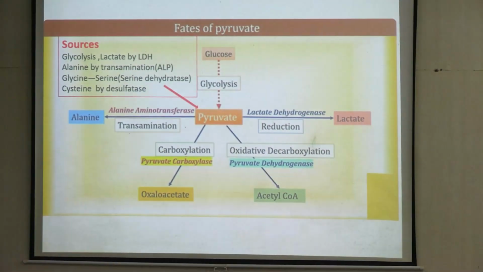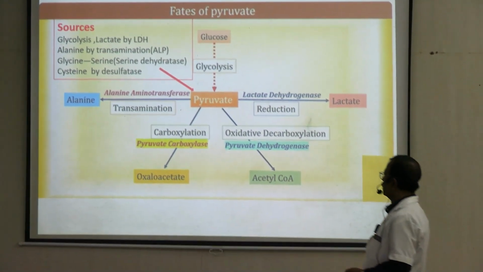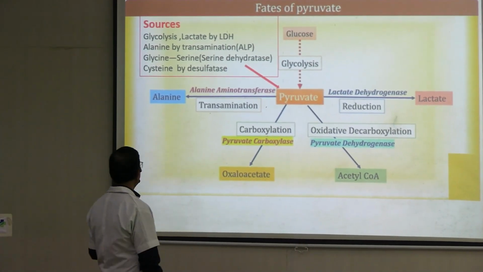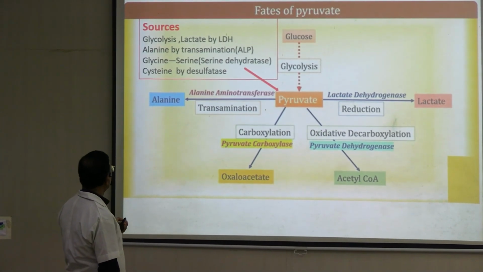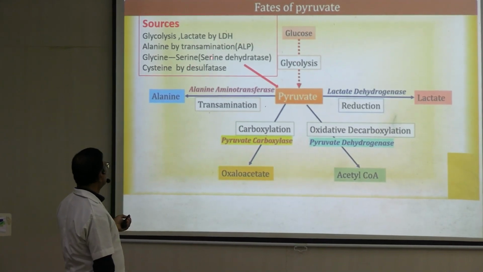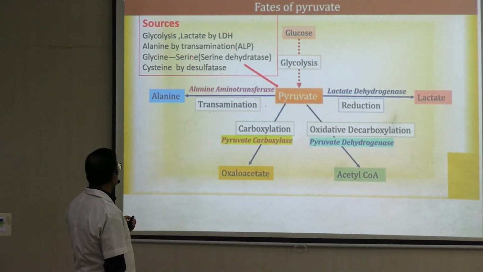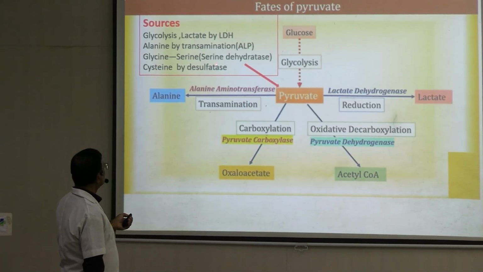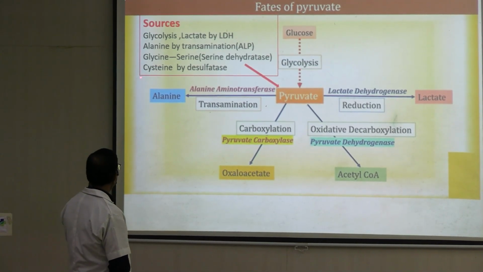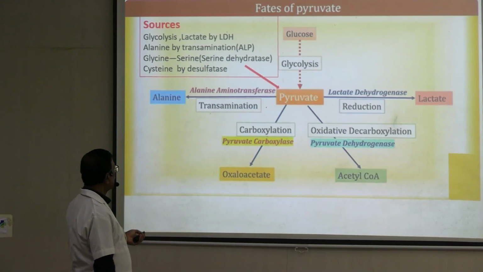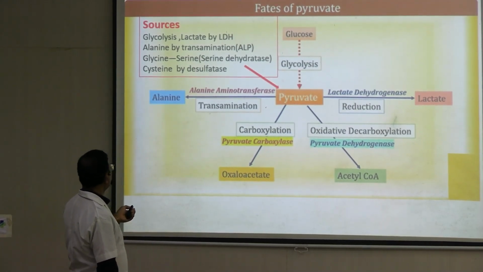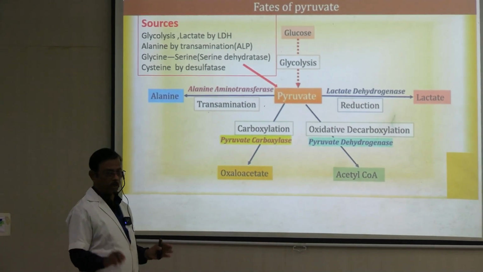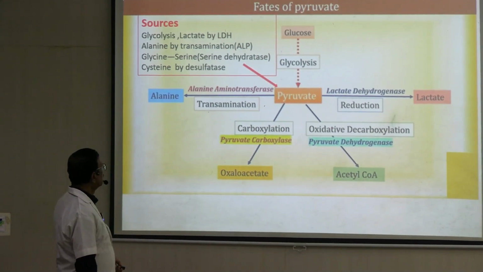Then alanine is a non-essential amino acid; by transamination, pyruvate is produced. Glycine, through conversion to serine, and serine itself gives pyruvate by the action of serine dehydratase. Then cysteine, acted upon by the enzyme desulfhydrase, gives pyruvate. These are the sources of pyruvate. Now, where is pyruvate used?